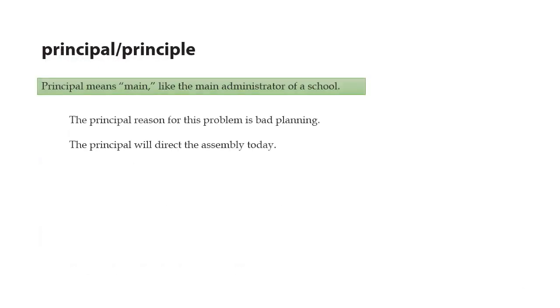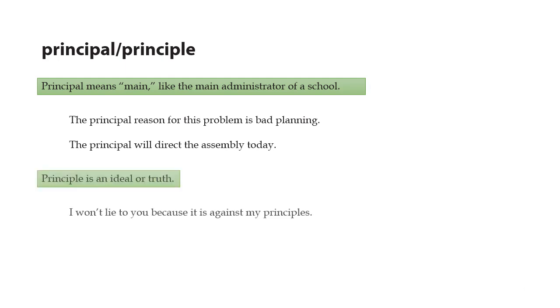Principal and principle. Principal means the main, like the main administrator of the school. The principal reason for this problem is bad planning. That's like the main reason for this problem is bad planning. Or the principal will direct the assembly today.